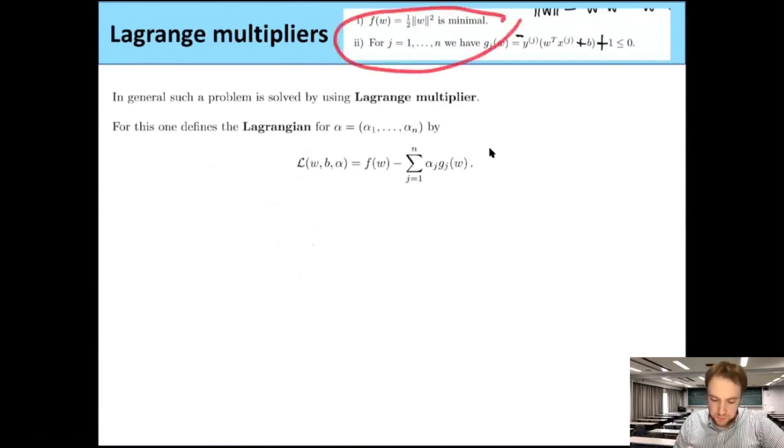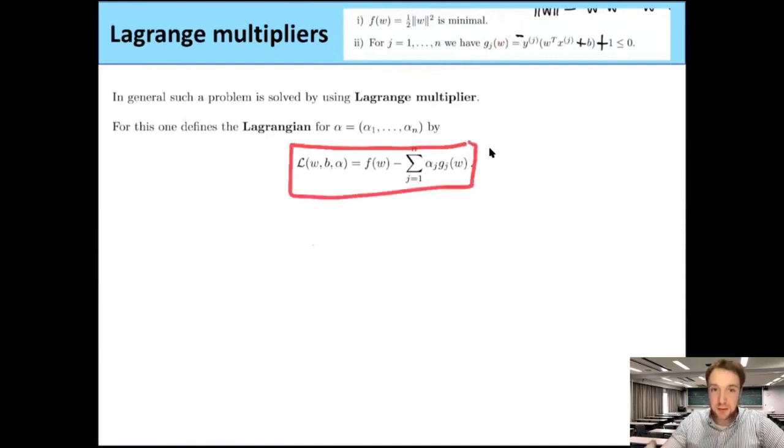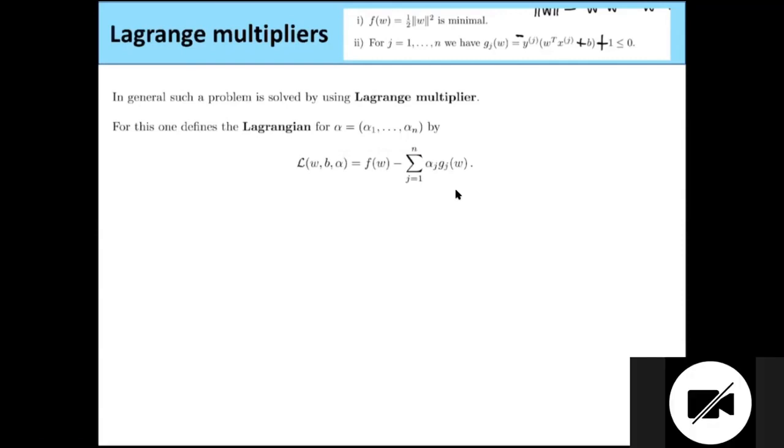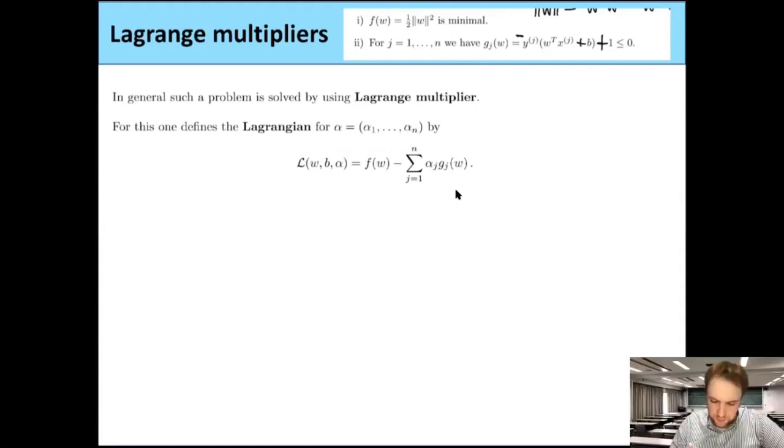So we have here our problem. And now what we define is this function here. Oh, I think here I also want a plus. Sorry. And now, let's consider the following. What we did here is we have the function f, which we want to minimize. And here we have these functions g_j. So for each training example, we have this constraint. And we have these Lagrange multipliers alpha, which are now some numbers, which in our case will be positive. So they all will be positive.